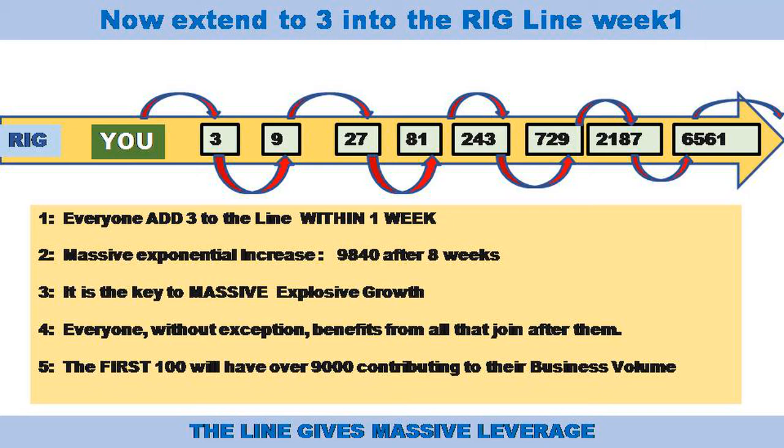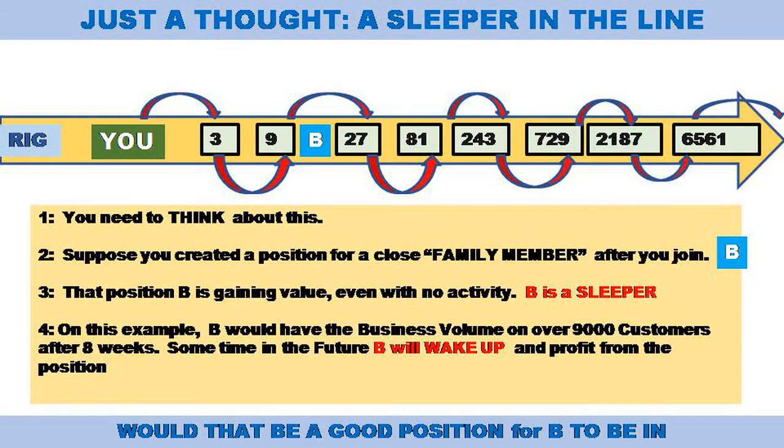Everybody, without exception, benefits from all that join after them in the line. That's fantastic. So you can say the first 100 will have over 9,000 people contributing to their business volume. That's massive. It doesn't stop there. It carries on expanding. So if you want an easy life, just make sure you're in right at the beginning of this line. Just a thought for you.